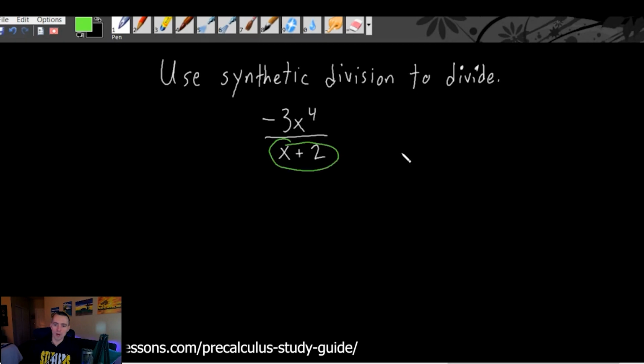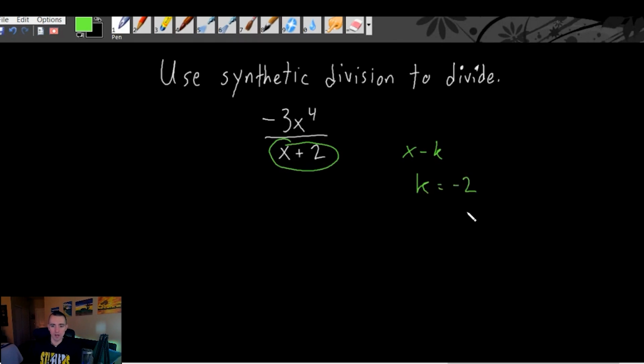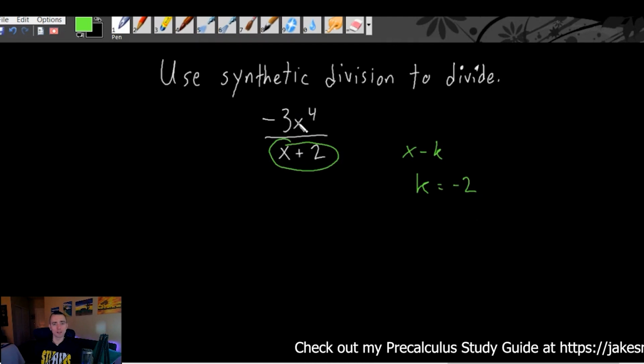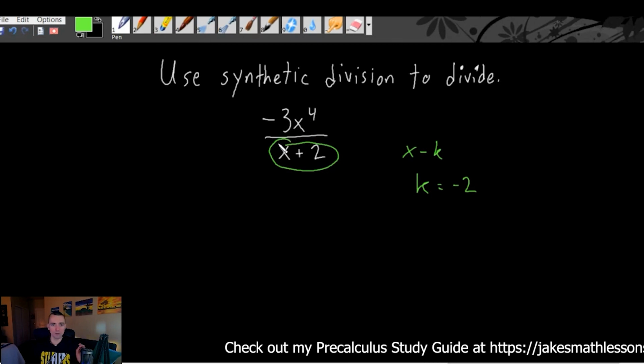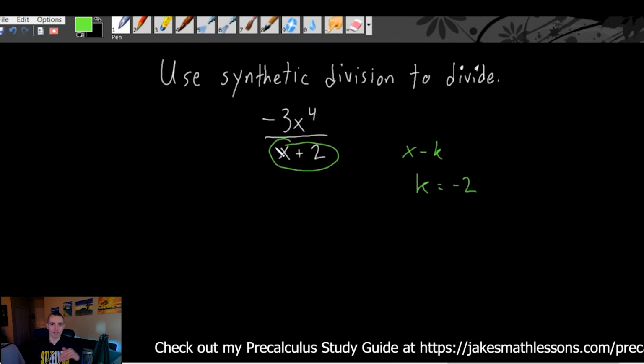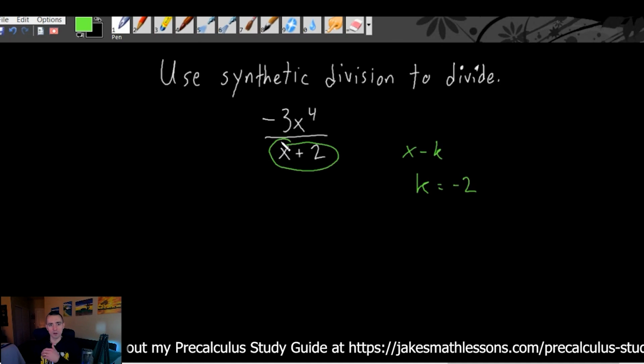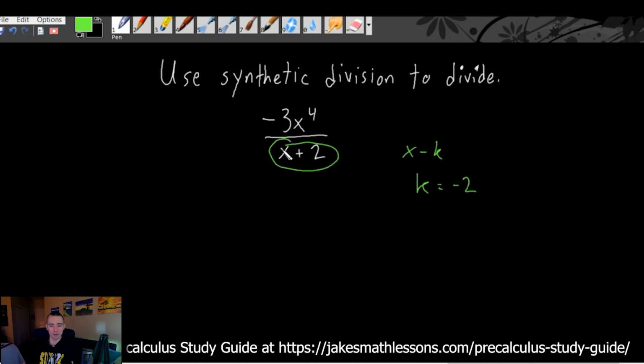Keep in mind, we need it to be x minus k. So the sign is going to be opposite. So x plus 2 tells us our k is actually negative 2, because x minus negative 2 is x plus 2. So then what we're going to do is confirm if our numerator is already in the right order, where we have our highest powered x term first, going down to our lowest powered x term, and then our constant number being added or subtracted at the very end.